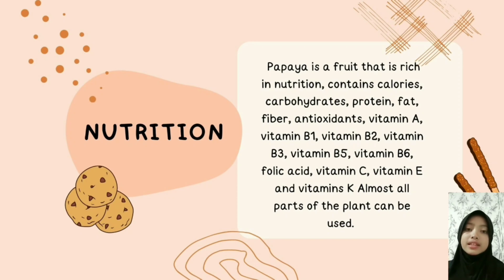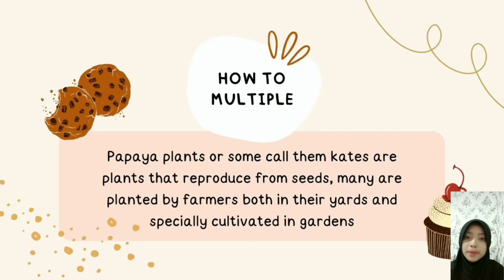Papaya is a fruit that is rich in nutrition, containing calories, carbohydrates, protein, fat, fiber, antioxidants, vitamin E, vitamin B1, vitamin B2, vitamin B3, vitamin B5, vitamin B6, folic acid, vitamin C, vitamin A, and vitamin K. Almost all parts of the plant can be used. Papaya plants reproduce from seeds. Many are planted by farmers both in their yards and specially cultivated in gardens.